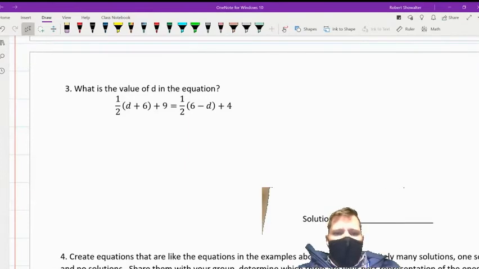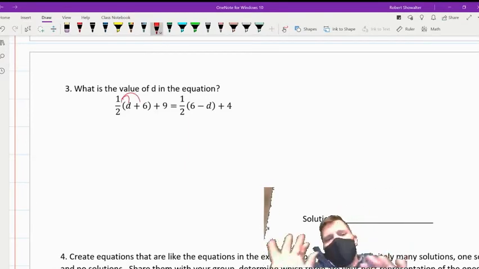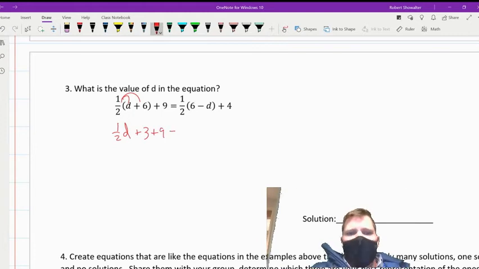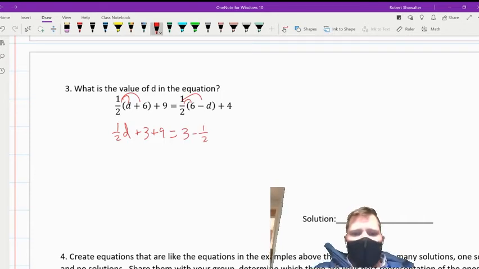Here we go. Do another problem. Number 3, what is the value of d in the equation? Okay, let's go. Start cranking. Distribute. We're distributing right here. Half d plus 3 plus 9 equals, distribute, half times 6 is 3, half times negative d is negative 1/2 d, and then plus 4.